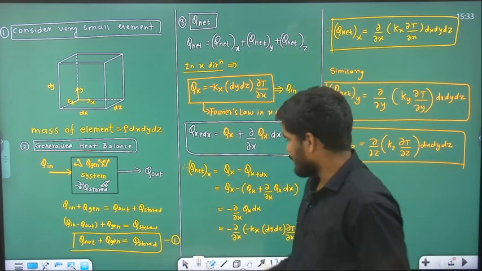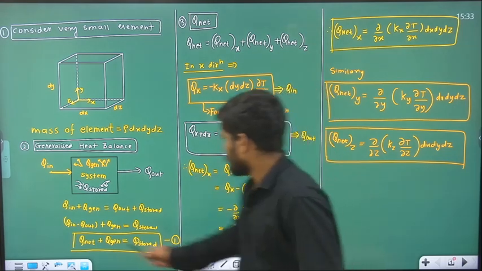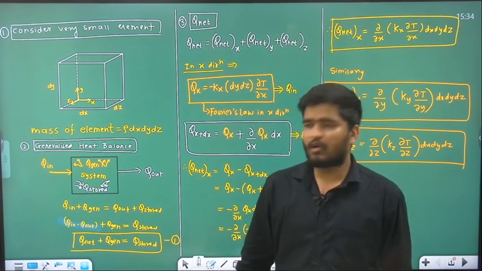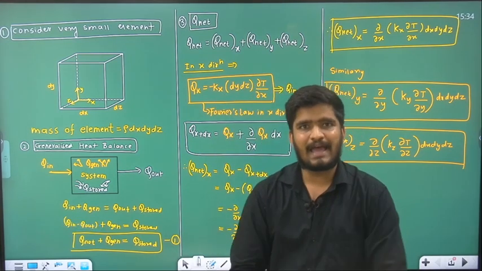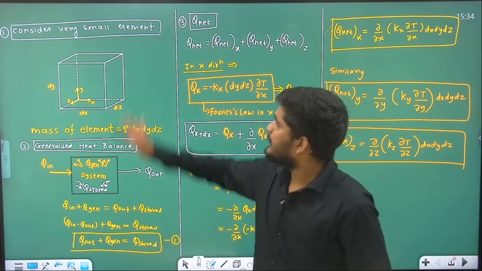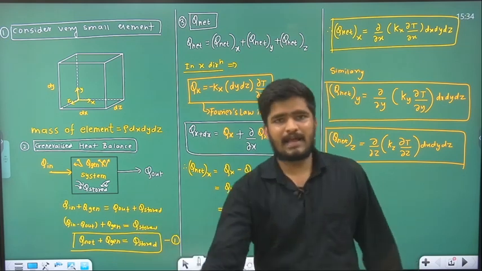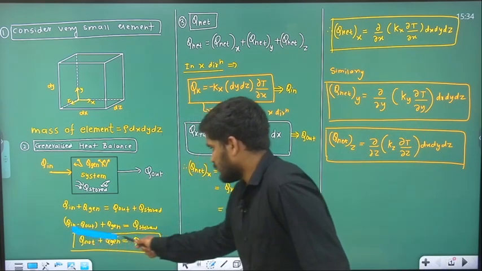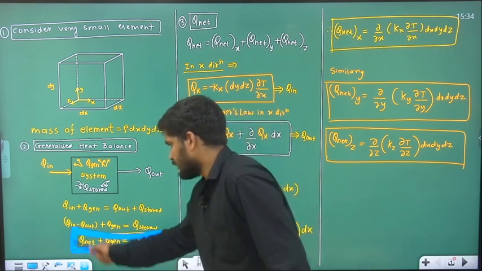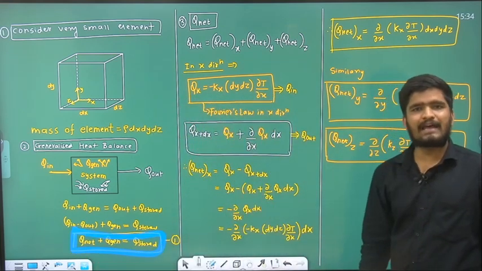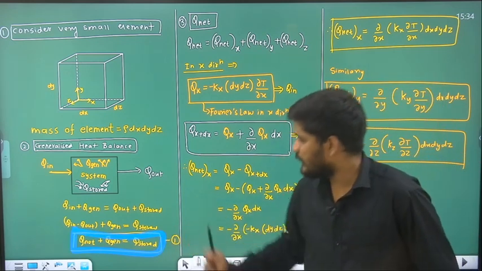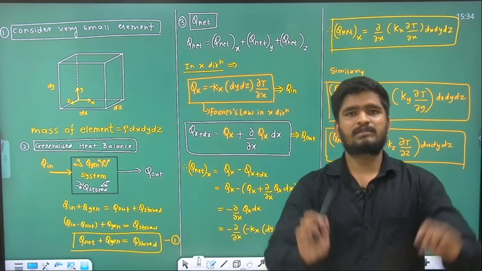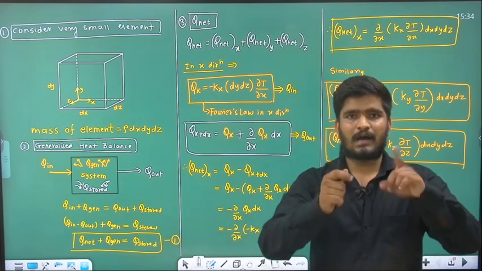So if I think of this quantity Q in minus Q out, so that will be what? Net flow in a specific direction. So for 3D element we will be having Q net in x direction, y direction and z direction. So my dear friends, this is the single most important equation we have to take care of. We have to find Q net, Q generation, Q storage, substitute, then you will get generalized heat conduction equation. So are you ready for that?